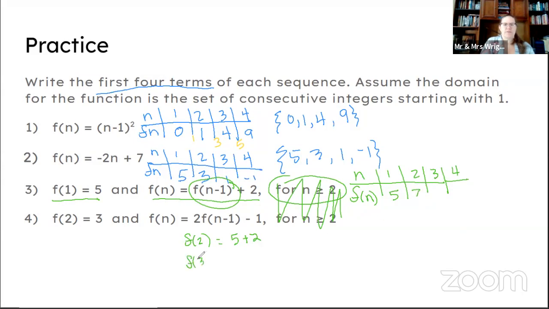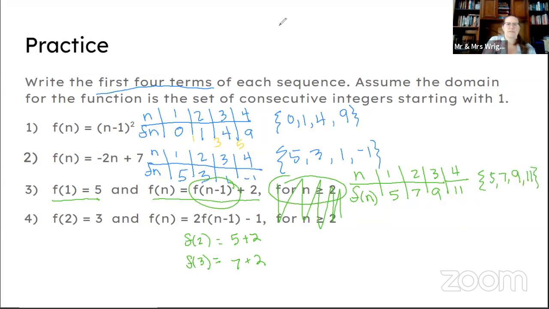F of 3 is the previous term. Okay, f of 3, previous term is 7, plus 2 is 9. Well, I can already see the pattern. Previous term plus 2, 9 is 11. So our answer is 5, 7, 9, and 11.